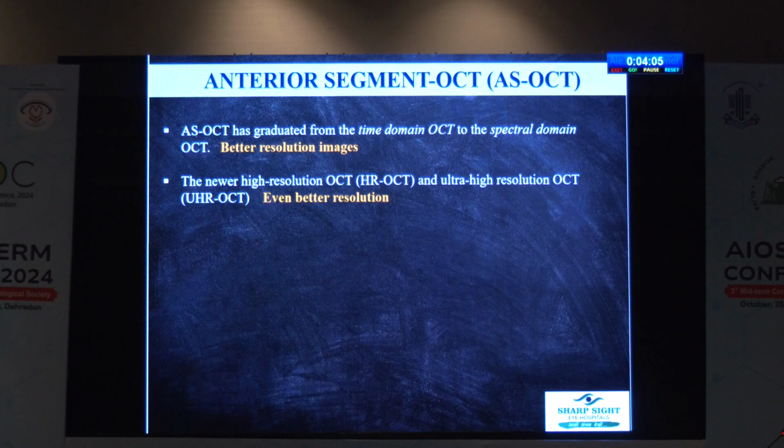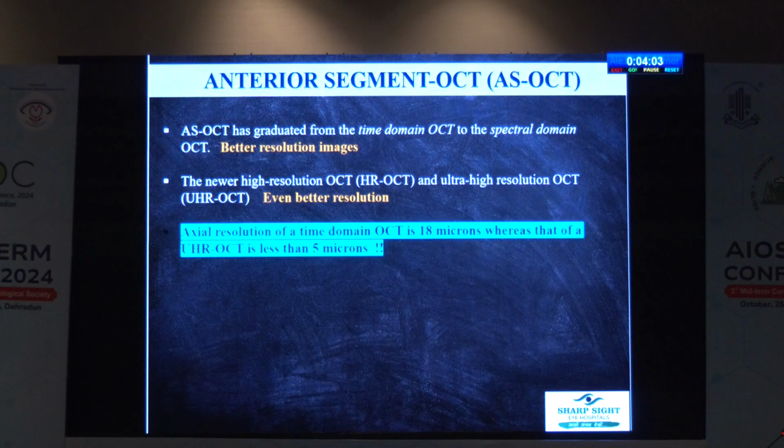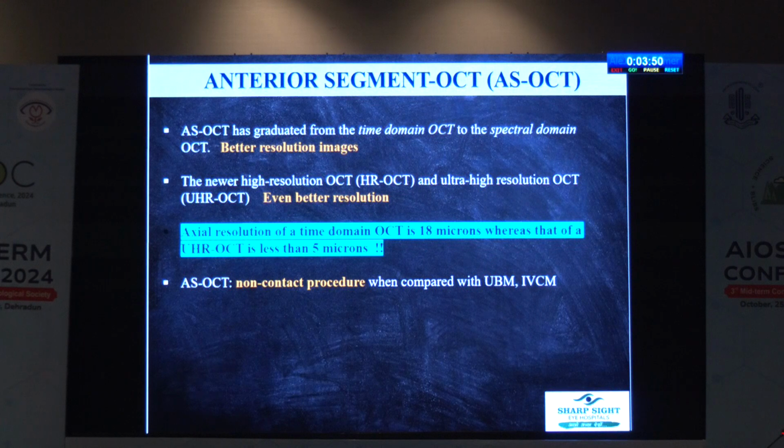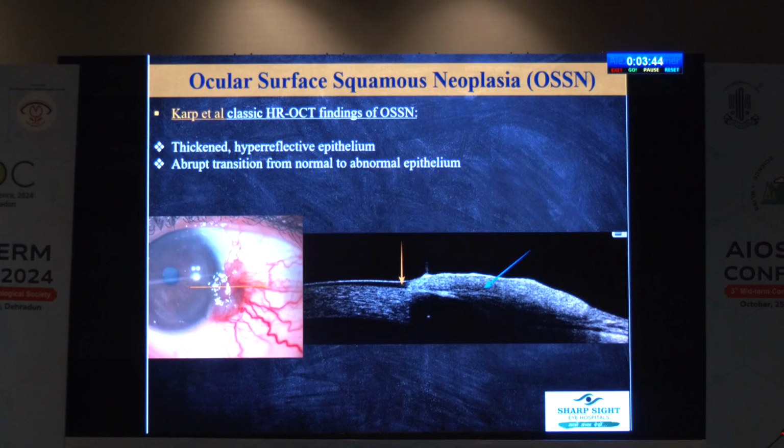Even with newer generation OCTs, the resolution is even better. Just to give you perspective, the axial resolution of a time domain OCT is just 18 microns, whereas that of an ultra high resolution OCT is 5 microns. That makes a lot of difference. And also, these are non-contact procedures compared to the others, so they are very patient friendly.